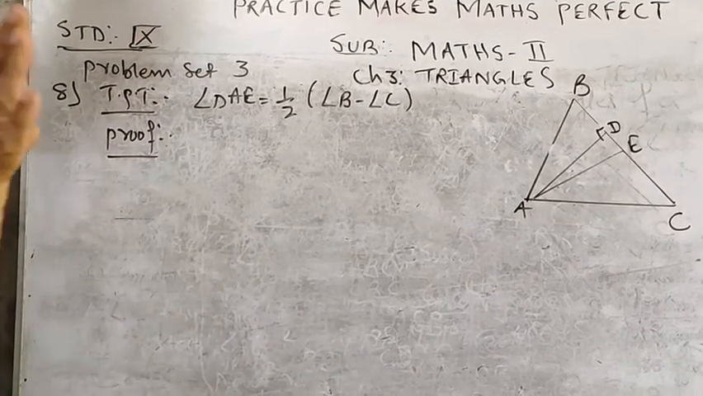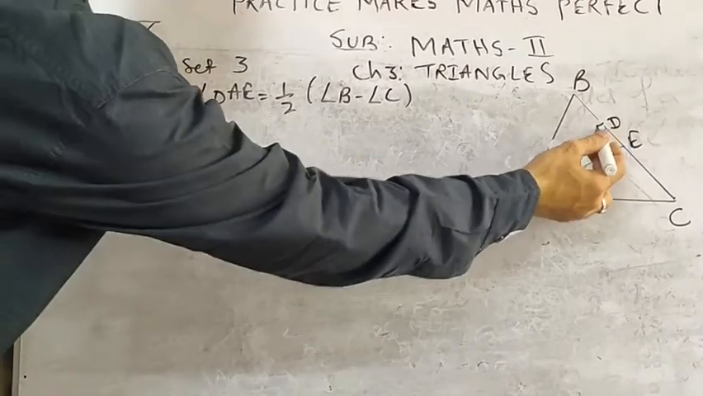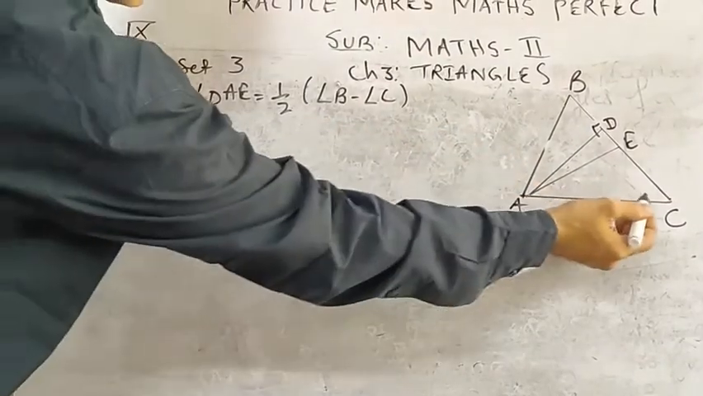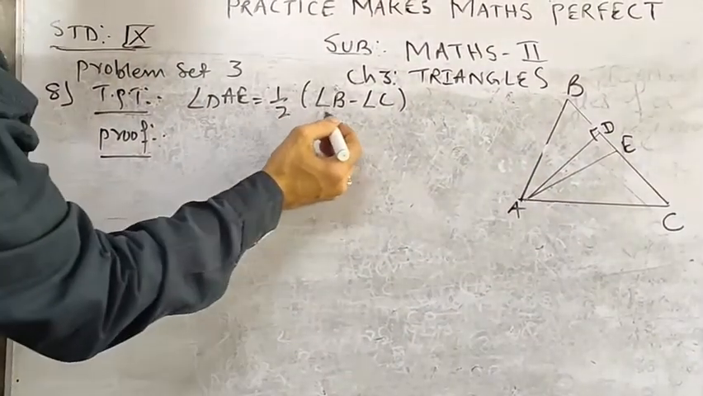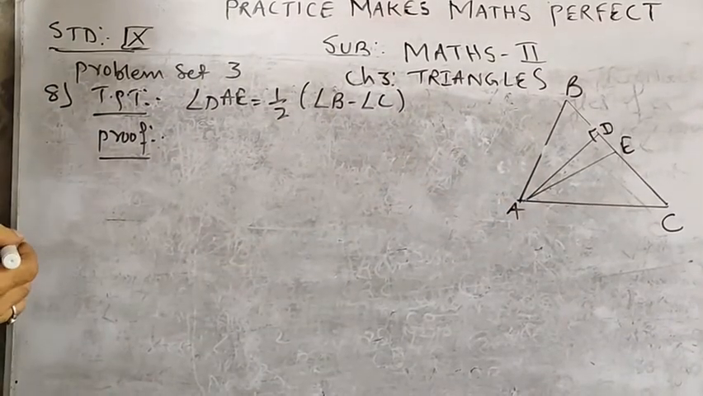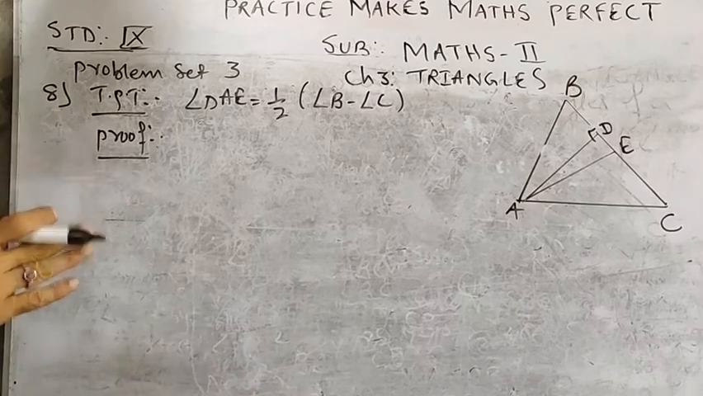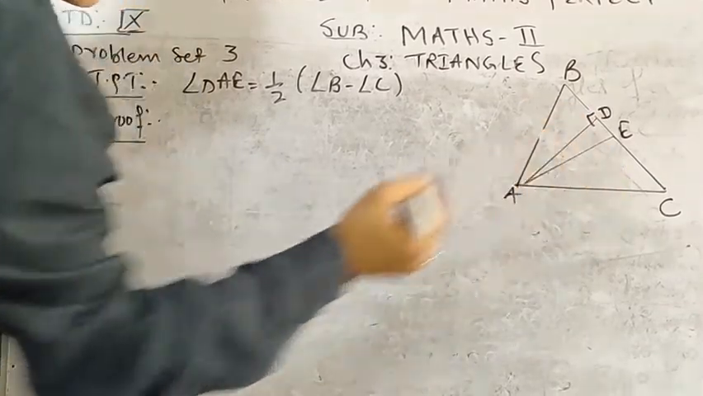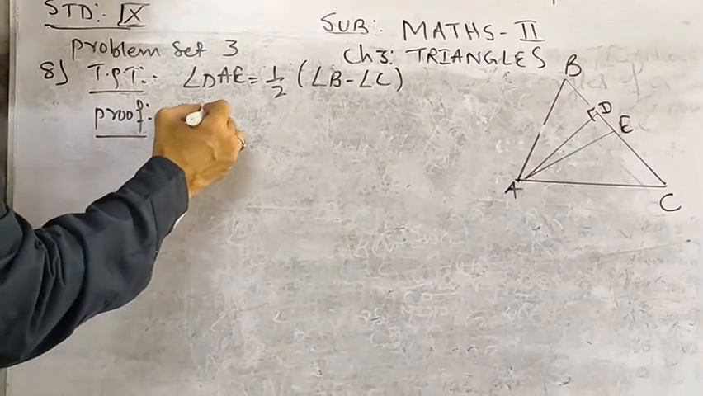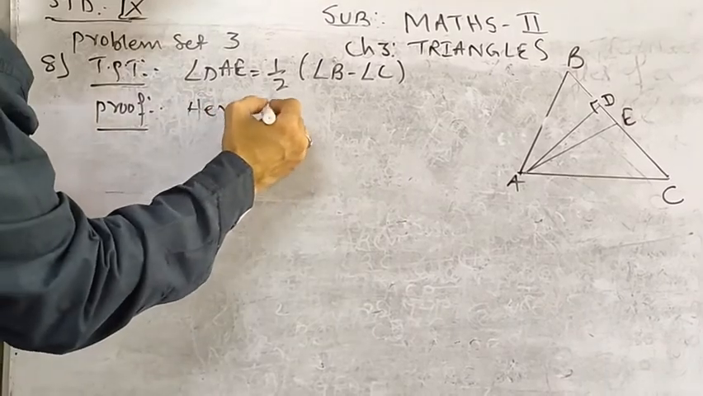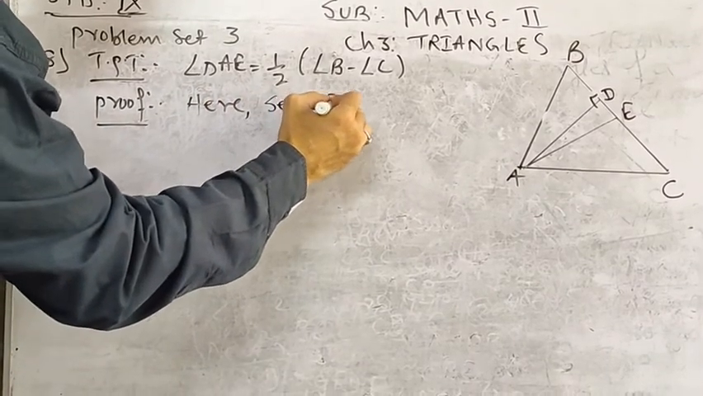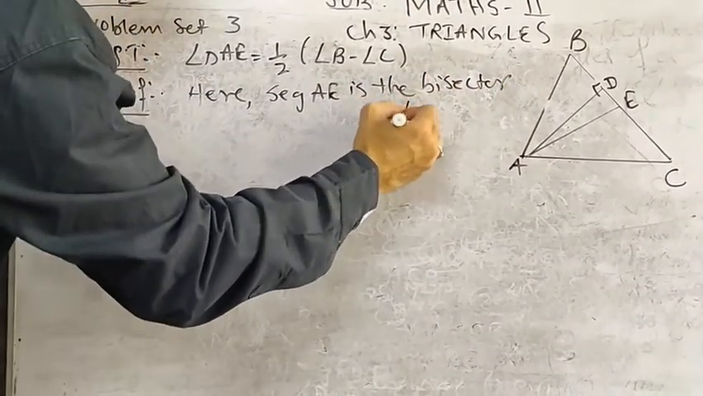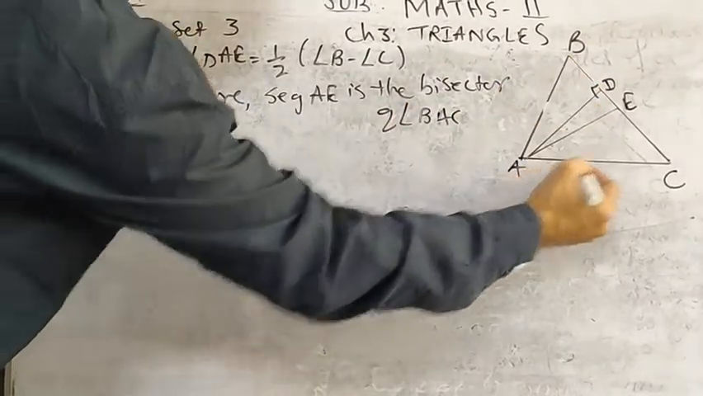Okay, in sum 8 you want to show that angle DAE is equal to half of angle B minus angle C. You want to show this. Okay, so please pay attention. It is told that AE is the bisector. This is the bisector of angle BAC. Okay, here seg AE is the bisector of angle BAC. इसका bisector है.